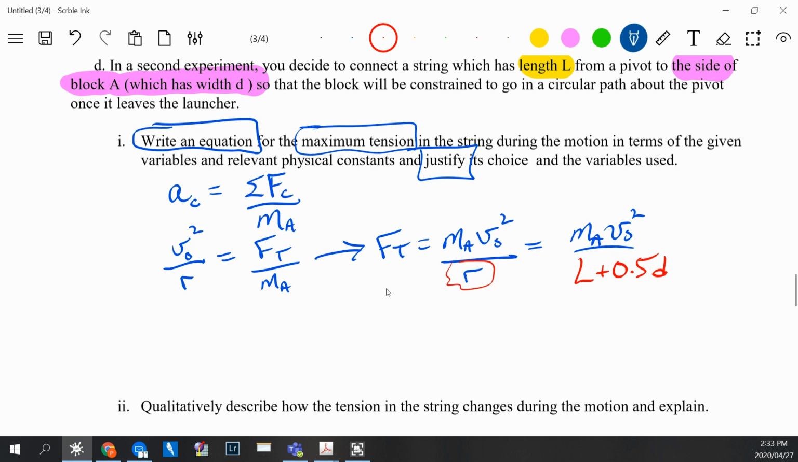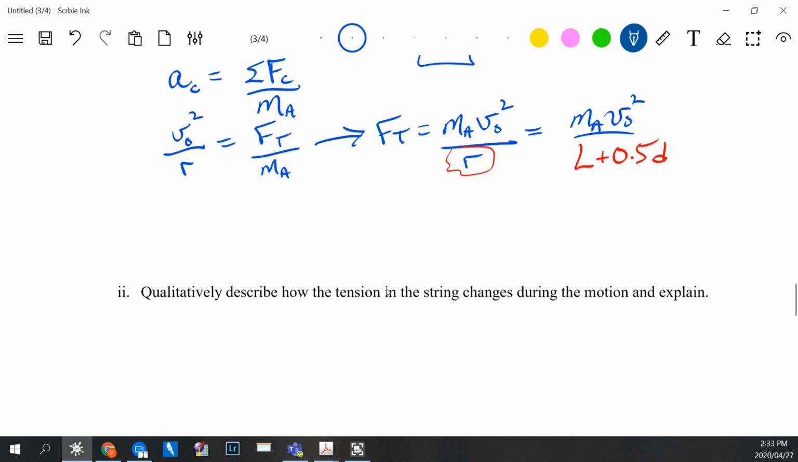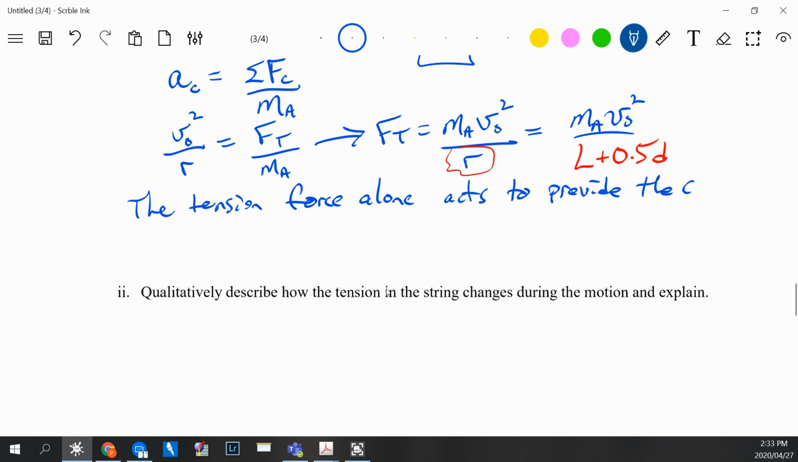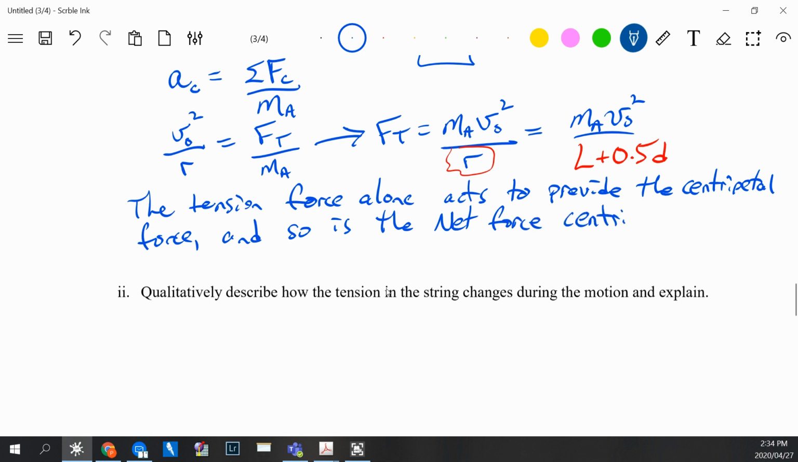So during the motion, in terms of variables, relevant physical constants, and justify its choice and the variables used. Okay, so let's justify this, and I've already done this verbally to some extent, so I'll just add it in here. I'll say the tension force alone acts to provide the centripetal force, and so the net force is centripetal. A lot of people would just call that the centripetal force, but I'll just clarify that that is the net force. Okay, so there's that. So that basically justifies my choice for the Ft here.